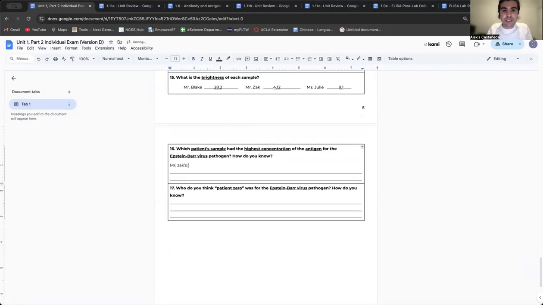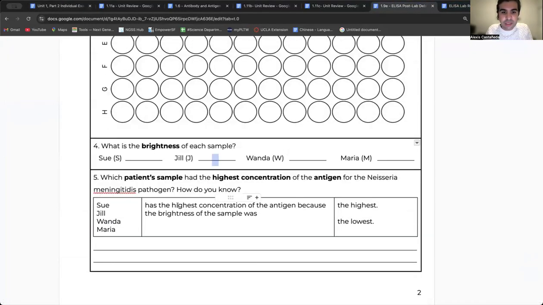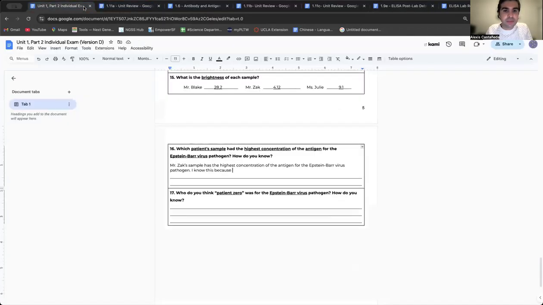Mr. Zach's sample had the highest concentration of the antigen for the Epstein-Barr virus pathogen. I know this because, again, looking here, the brightness of his sample was the highest.